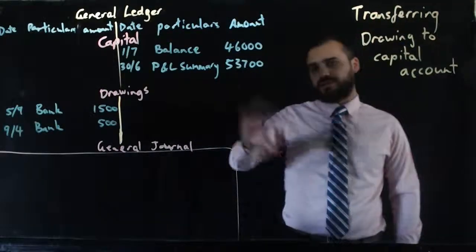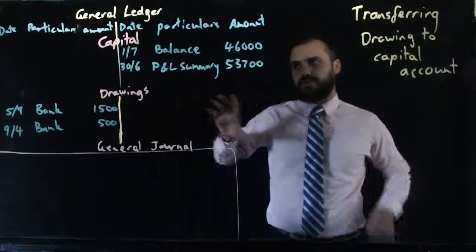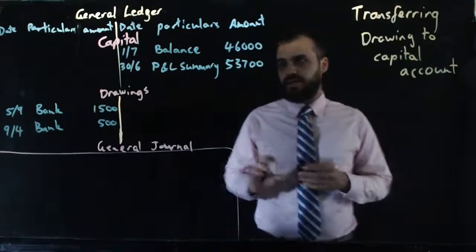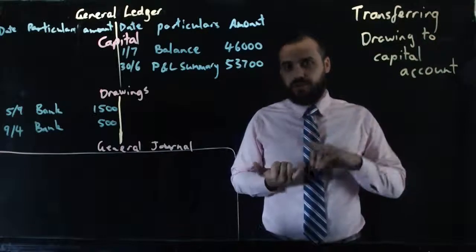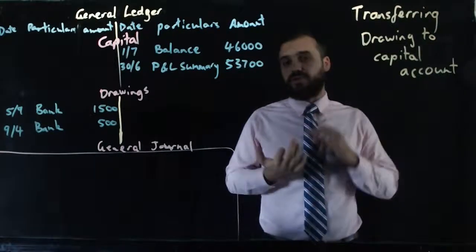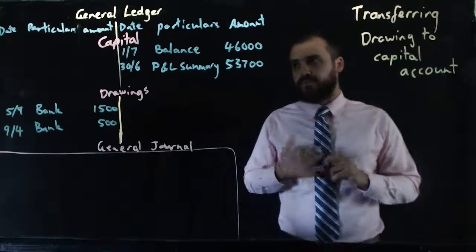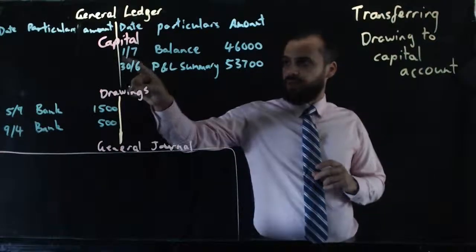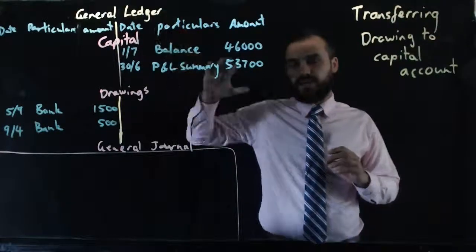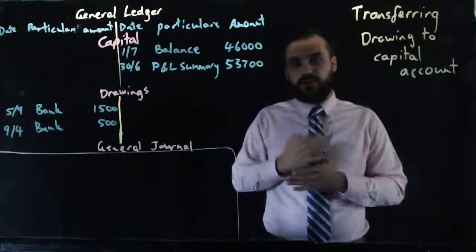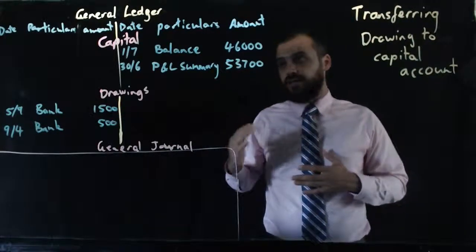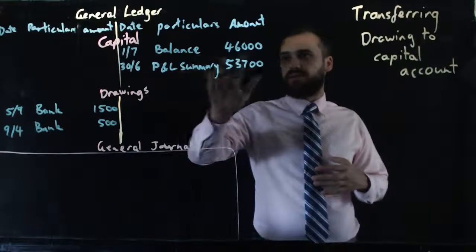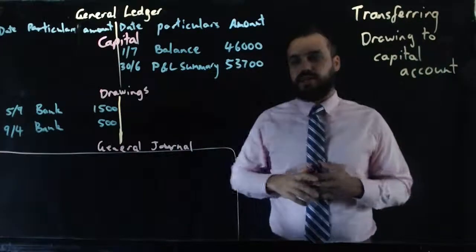All right, so let's first interpret our general ledger here, and we can see what's happening. Now, remember that a financial year runs from the 1st of July to the 30th of June. So looking at this, on the 1st of July, say 2015, the capital account had a balance of 46,000.